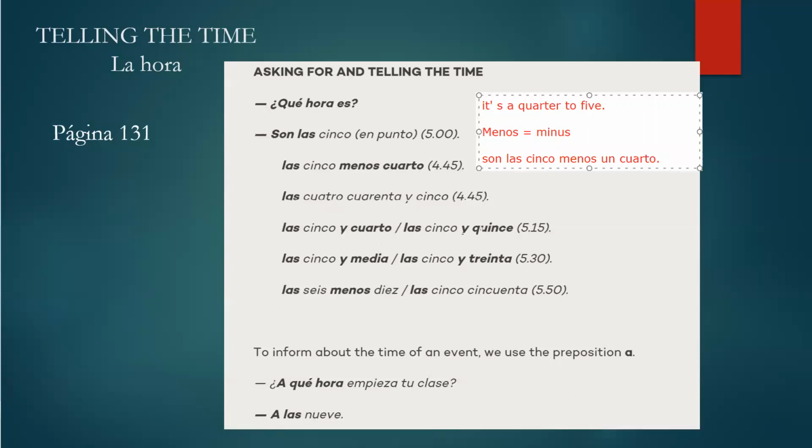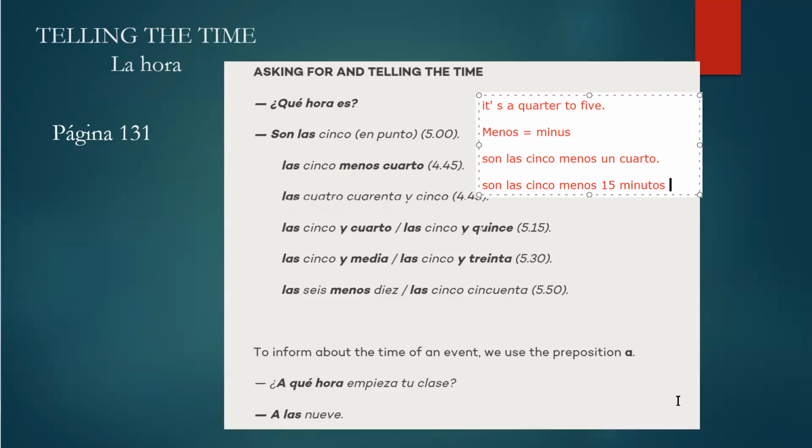You can also say this, it's not here, but you can also say son las 5 menos 15 minutos. So it is 5 o'clock minus 15 minutes. And then here the same thing, right? You can say son las 5:15, so it's 5 and a quarter, or you can say son las 5 y cuarto. Las 5:30, so 5 and a half, or las 5 y media. And this one here, son las 6 menos 10, or las 5:50.